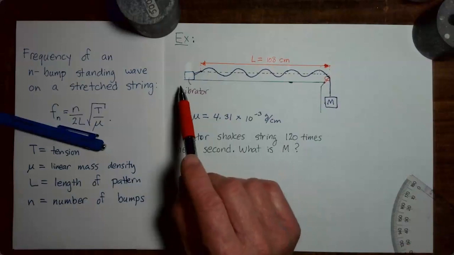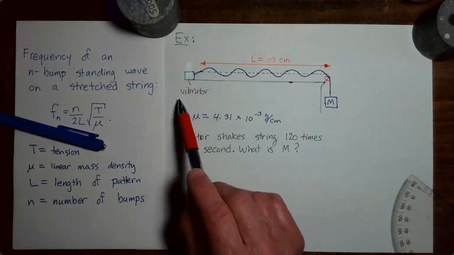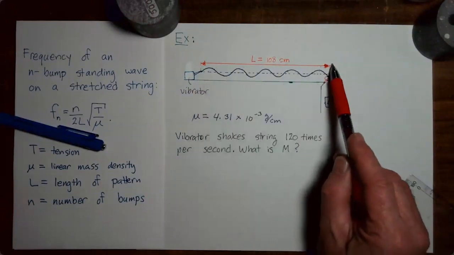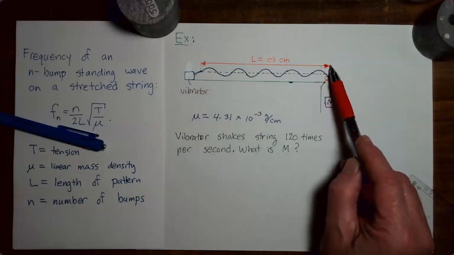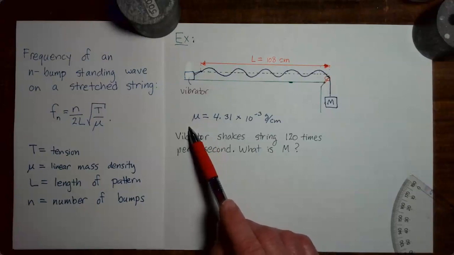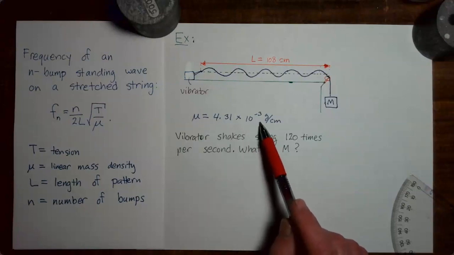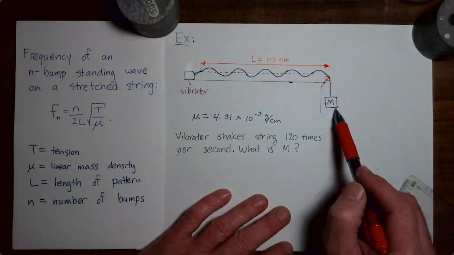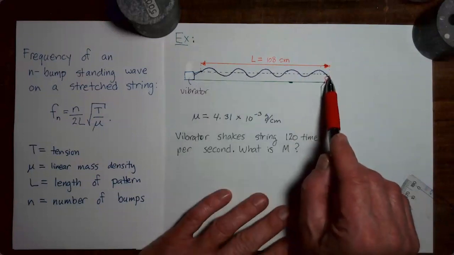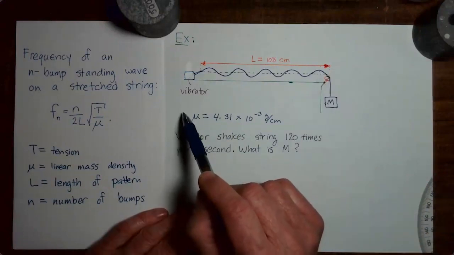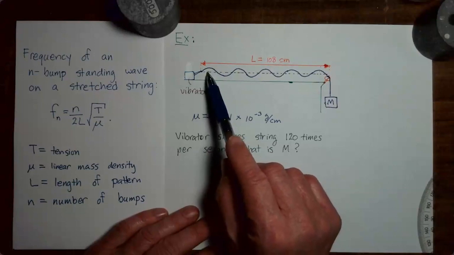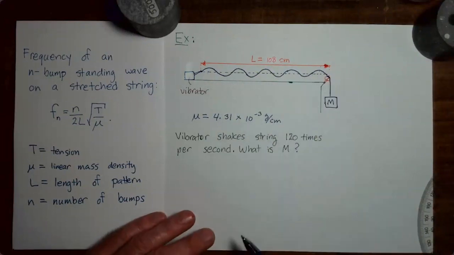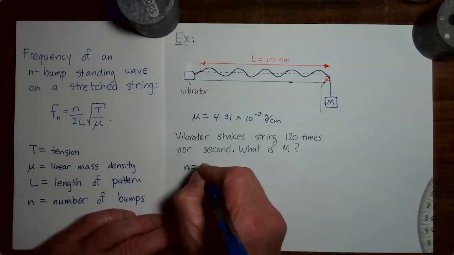Here I've given that the vibrator frequency is 120 cycles per second, which is the same as the actual vibrators we use in the demo in class. We're going to say that the length of the vibrating portion of the string is 108 centimeters, and that the linear mass density is 4.31 times 10 to the minus 3 grams per centimeter. Then the question is, what mass should we hang from the end of the string to get the standing wave pattern shown in the figure? First, let's look at the figure, because the figure tells us how many bumps are in the standing wave pattern. There are 1, 2, 3, 4, 5, 6, 7, 8, 9 bumps. So we're going to take n equals 9.